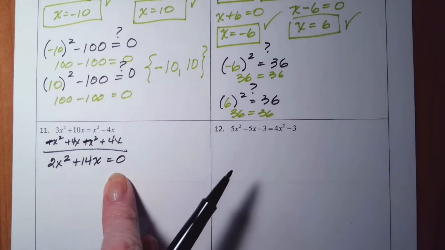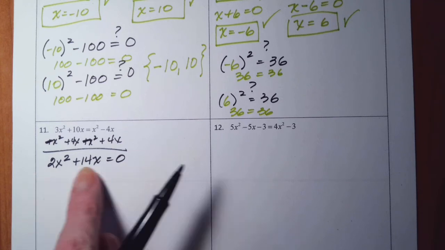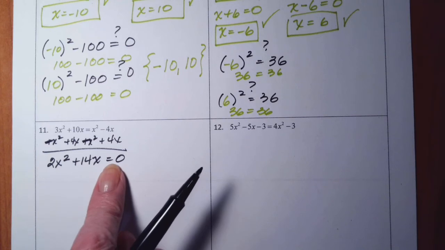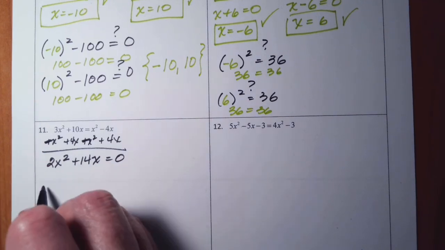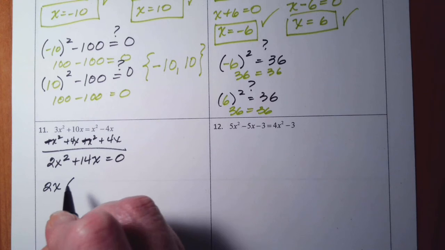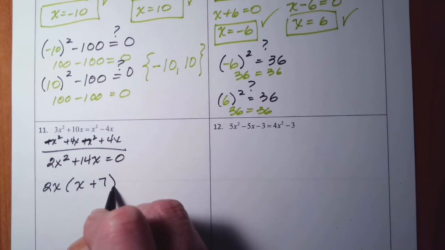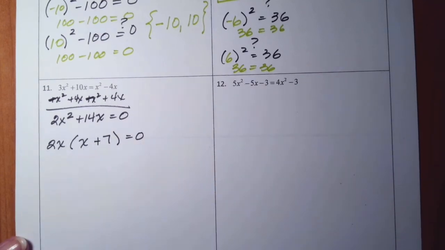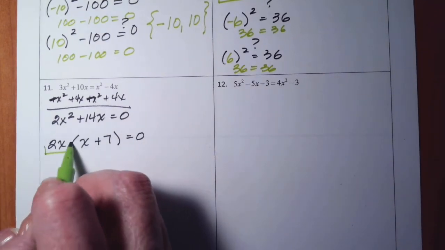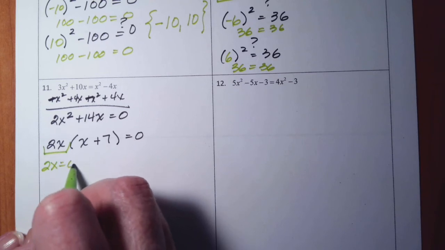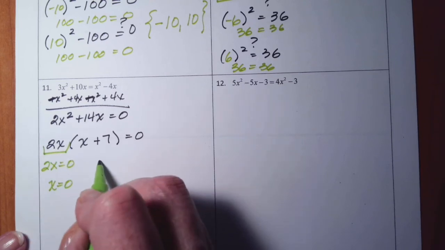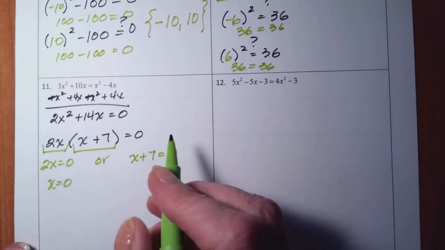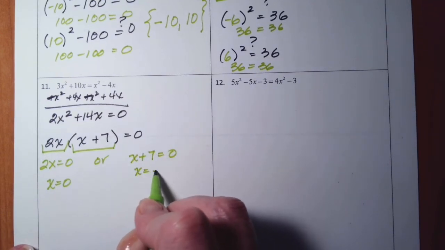Okay, two terms set equal to 0. There is a common factor here. These are both even numbers, and they both have an x. So I can factor this as 2x times x plus 7 is equal to 0. Okay, so now I set each of these equal to 0. So 2x is equal to 0, which tells me x is 0. x plus 7 is equal to 0, which tells me that x is negative 7.